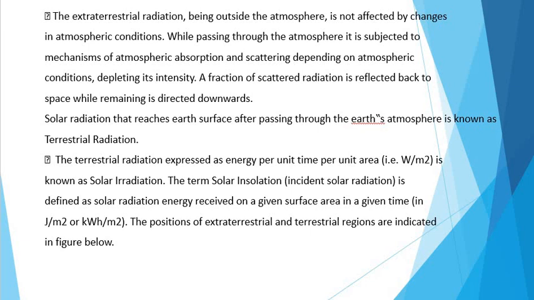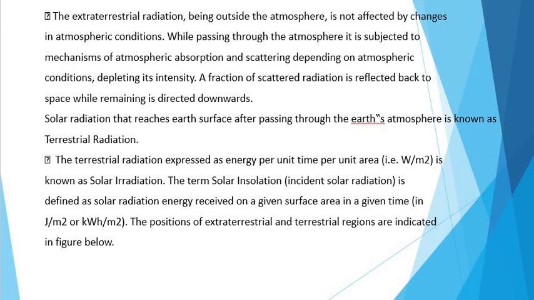While passing through the atmosphere, it is subjected to a mechanism of atmospheric absorption and scattering depending on the atmospheric condition, depleting its intensity. A fraction of scattered radiation is reflected back to space while the remaining is directed downward. Solar radiation that reaches the Earth's surface after passing through the Earth's atmosphere is known as terrestrial radiation.